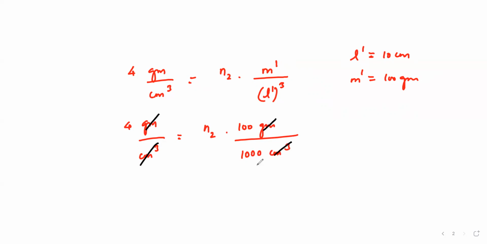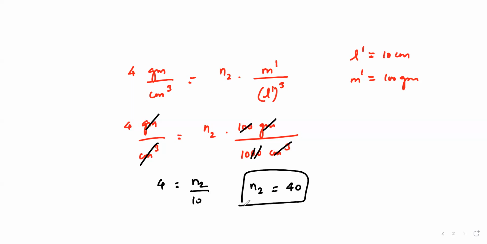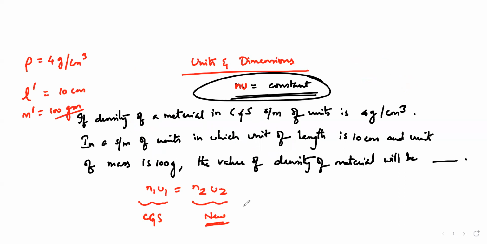Gram per centimeter cube gets cancelled. 2 zeros are cancelled. So 4 is equal to n2 by 10. n2 will be equal to 40. So the value of density of that material will be 40. Clear?